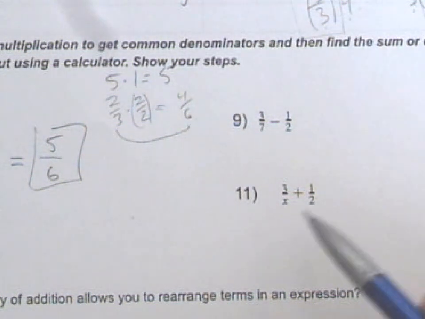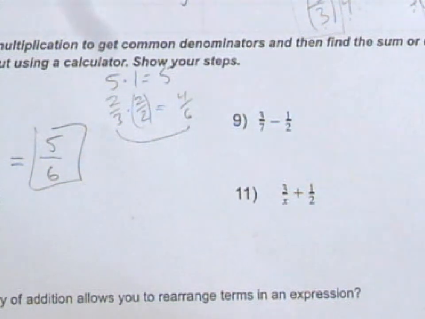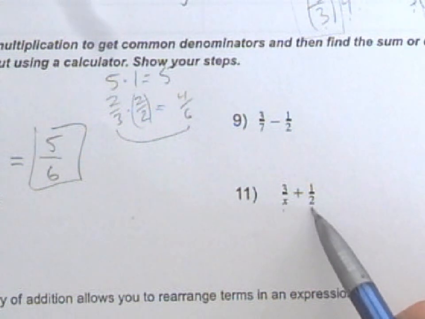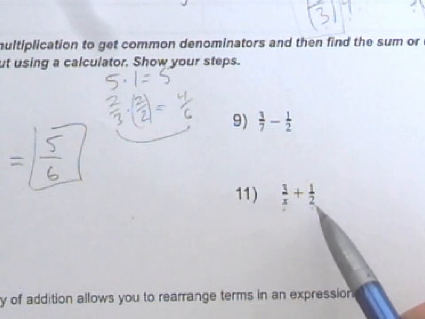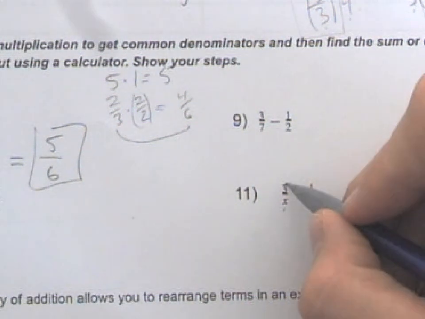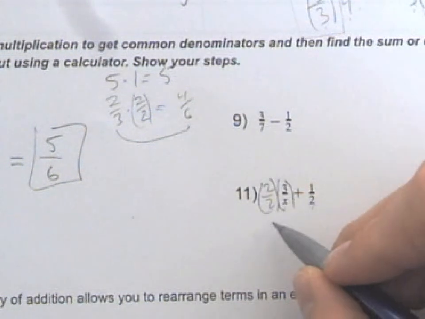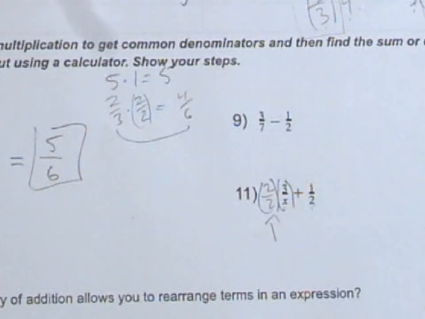Now we need these to be common denominators, just like we did before. So what does this guy have that this guy doesn't? Well, this is an x and this is a 2. So we need to have a 2 over here, because this guy has a 2. So I'm going to multiply by 2 over 2. Again, this is using the identity property because 2 over 2 is equal to 1.